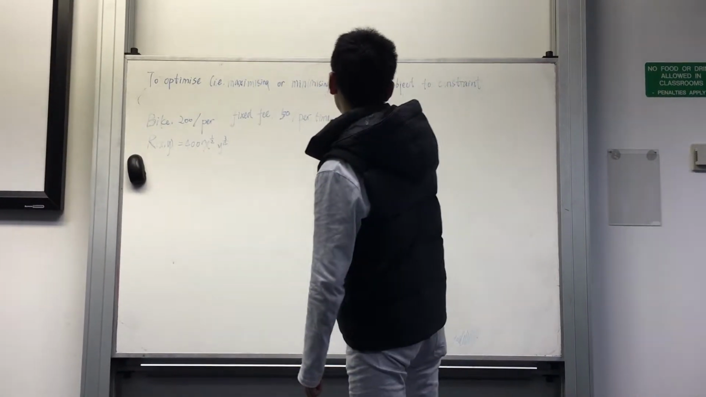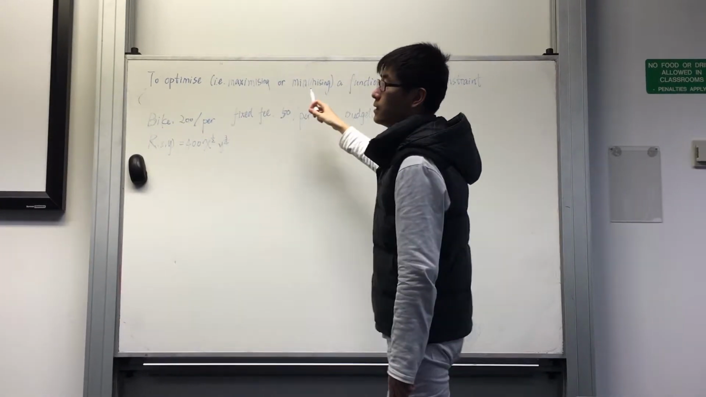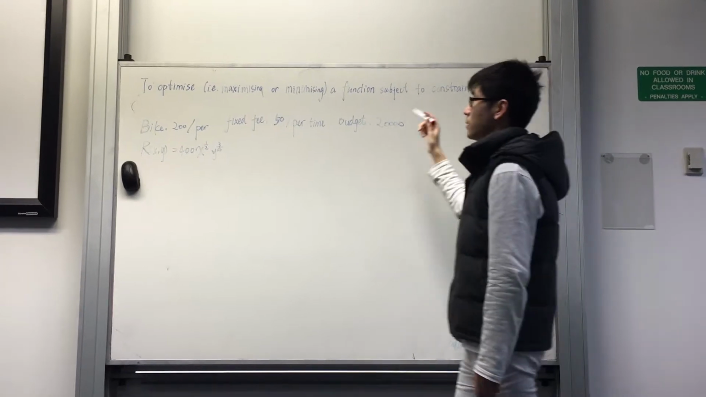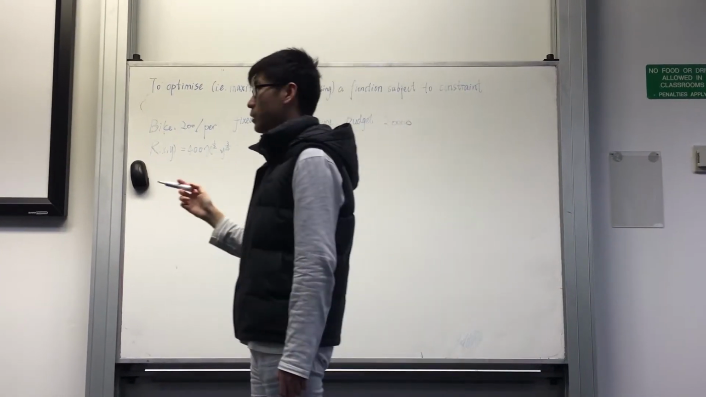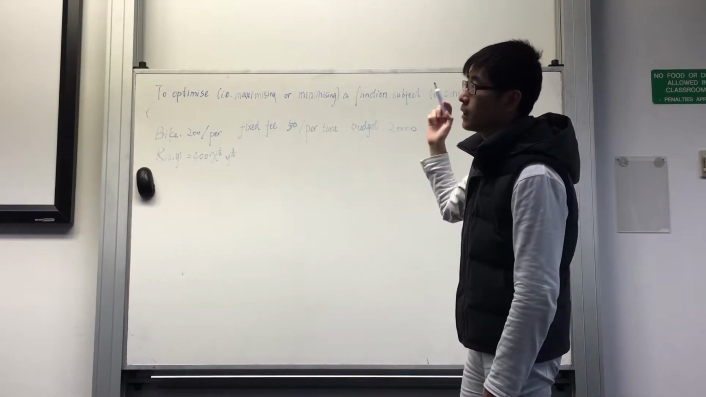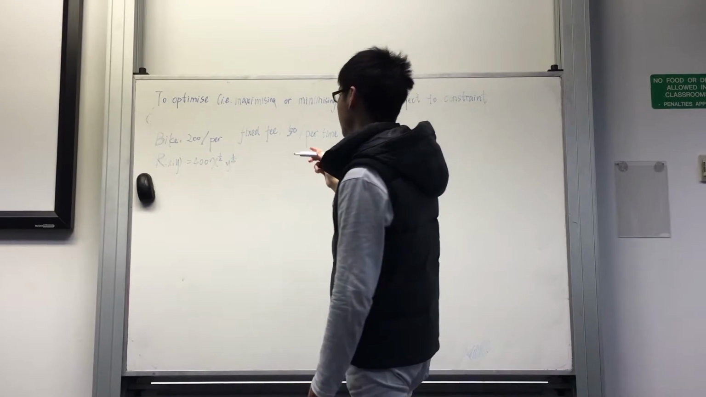To optimize a function, in other words, maximizing or minimizing a function which is subject to a constraint function, Lagrange multipliers is a useful method. Its name comes from a famous French mathematician.